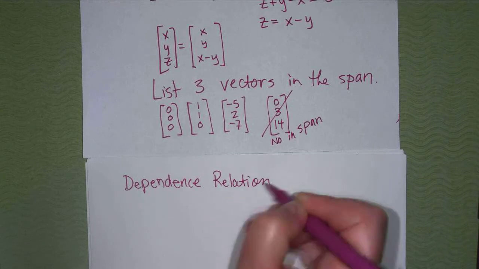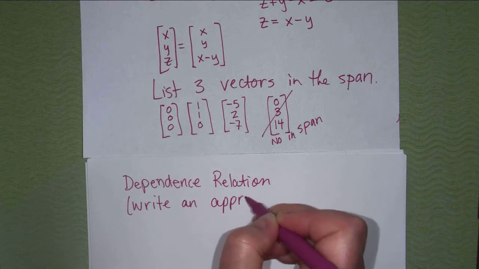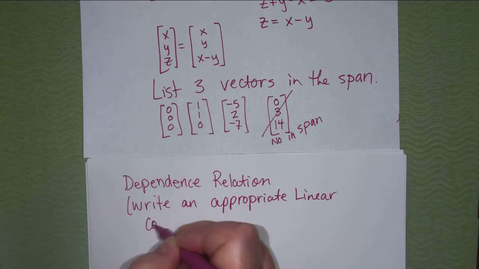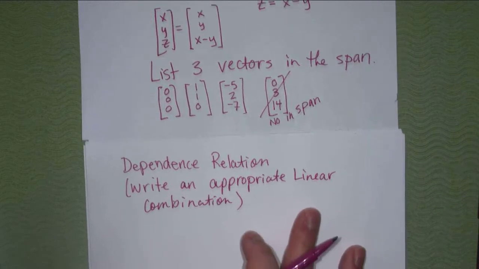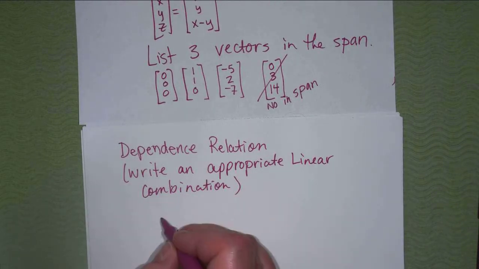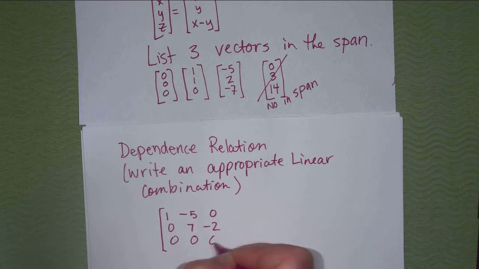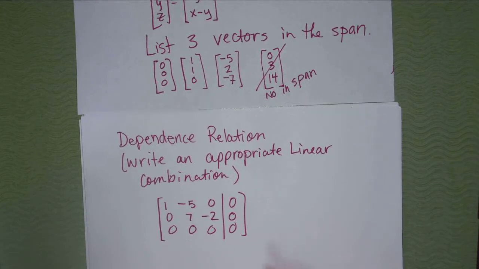Or to write an appropriate linear combination for the dependence. So if you had to do that, you would go back to what you have. We've already reduced it partially. And instead of the x, y, z, stick 0 on the end. Finish row reducing it. Your solution will give you your dependence relation. So how do we finish solving this? We might as well do it.